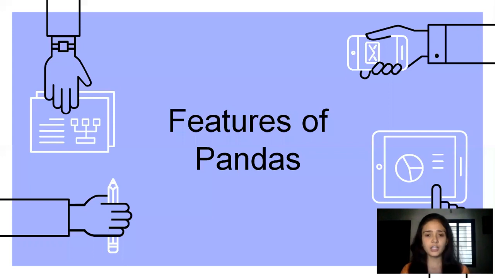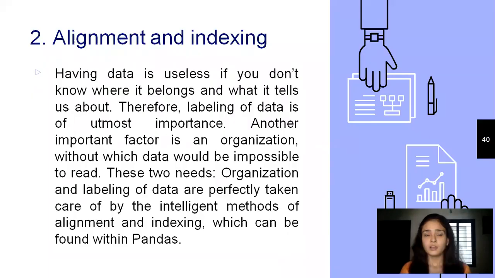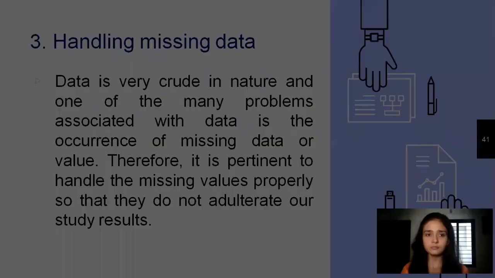So starting with the features of Pandas. What can the Pandas library do in data science? The Pandas library can handle lots of data by creating the series and the data frame as an object. Pandas can do alignment and indexing. So if you want to do the alignment of the data, or if you want to provide labeling of the data, then the Pandas library gives the functionality of doing that.